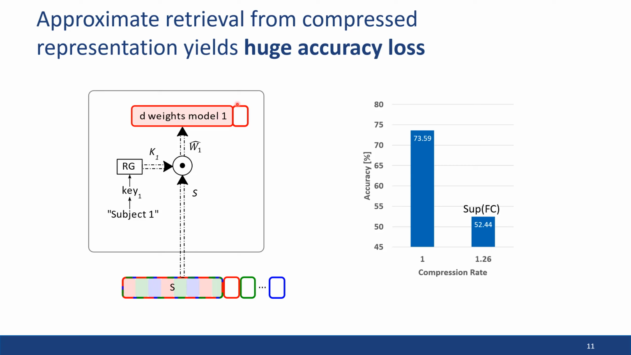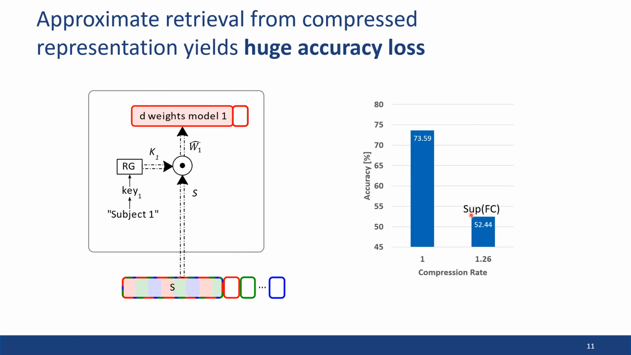So if we do this operation, as I explained, on the fully connected layer, so our compressible weights are taken from the classification layer, meaning the fully connected layer, we achieve a compression rate of 1.26. However, we see a large accuracy degradation due to this superposition and retrieval in the hyperdimensional space. This is mostly attributed to the noise we introduce by this approximate retrieval.